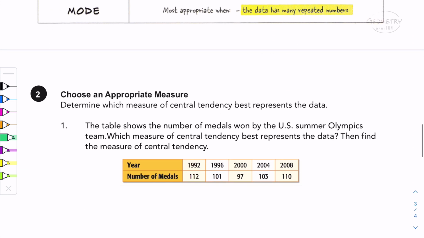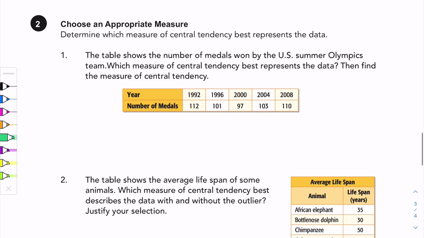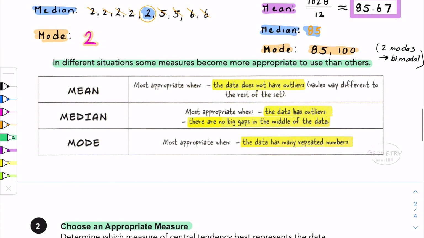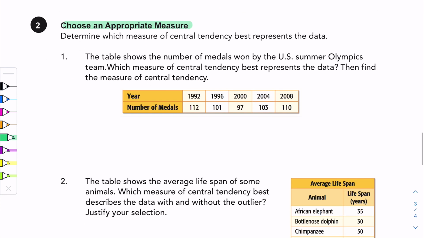So moving on to the next set of examples, we need to choose appropriate measures. We need to use that table that I just went over, and it has highlighted values. We need to determine which measure of central tendency best represents the data. Number 1 says the table shows the number of medals won by the US Summer Olympics team. Which measure of central tendency best represents the data? Then find the measure of central tendency. So we're looking at the number of medals. That's specifically what we're looking at.